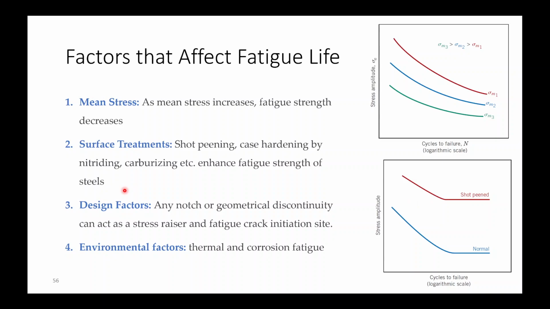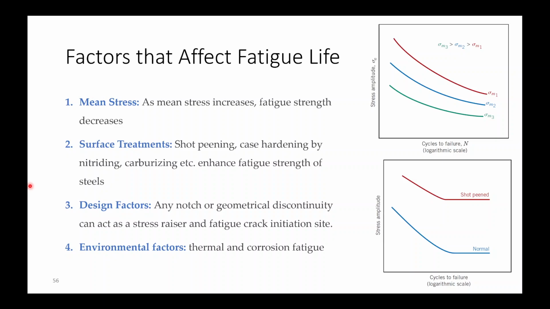Now the factors that affect fatigue life. First is mean stress. As the mean stress increases, the fatigue strength decreases. Second are surface treatments, which introduce some compressive stresses on the surface of the material. These are shot peening, case hardening by nitriding, carburizing, etc., and these enhance the fatigue strength of steels.